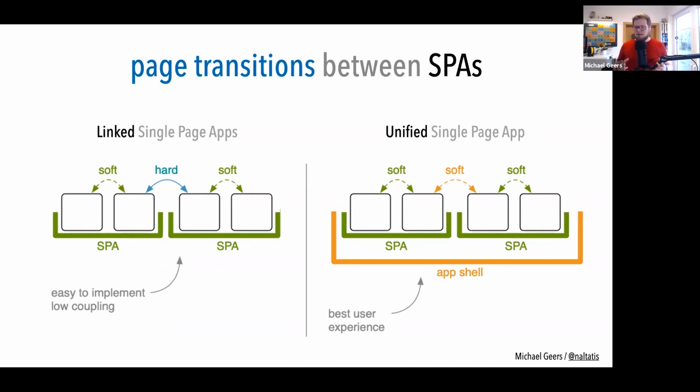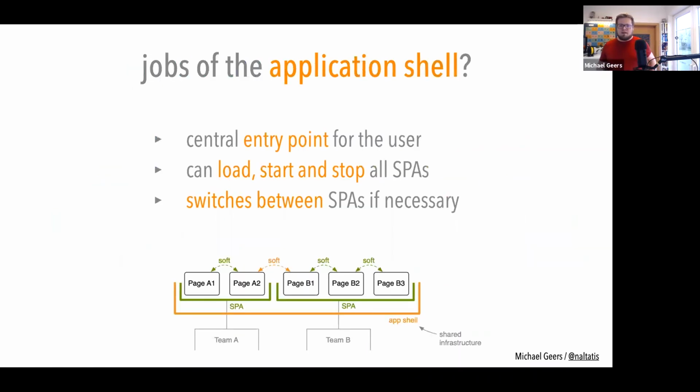And the application shell is, I'll go to the next slide. Yes, the job of the application shell is to route, to do a soft navigation between different single page applications. And in order to achieve this, our application shell needs to be a shared piece of infrastructure. So every user that comes into our application first comes into the application shell. The application shell looks at the current URL and decides, with this URL, which single page application should I start? Should I start the single page application from Team A or from Team B, for example?